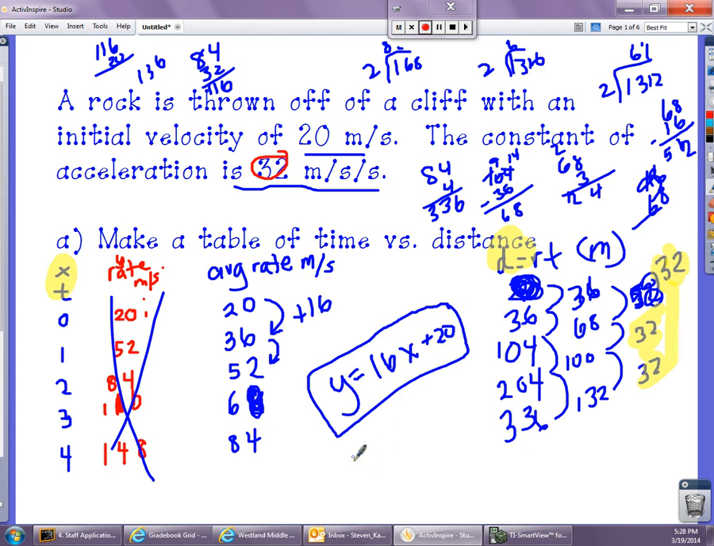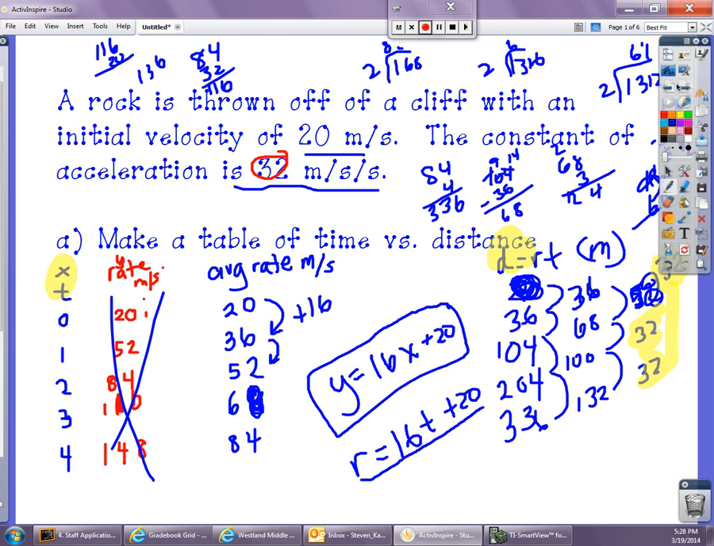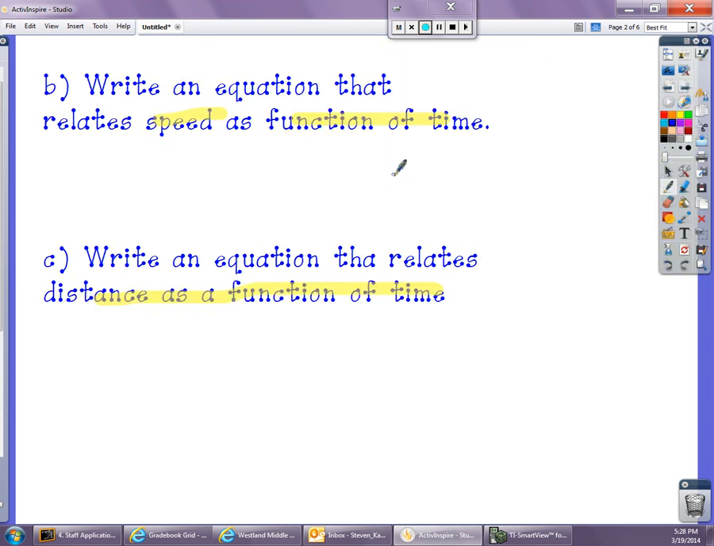Or I can, if I wanted to, say that the rate equals 16 times the time plus 20. If you gave me the time, I could put it in here and find out the speed. If you gave me the speed, I can solve for t and find out the time. Well, now that we know that rate equals 16t plus 20, it's going to help us find this function.